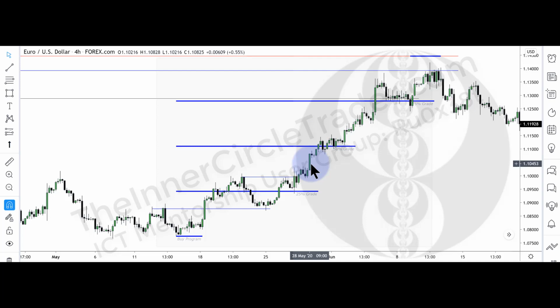Now again, I just dropped something very heavy. Why would they want to leave an imbalance here just below the 50% level or 50% grade of the projected price swing that we're looking at? Because this is going to act as a breakaway gap or measuring gap. You want to see these things left in price.